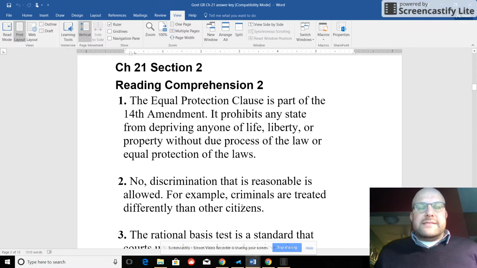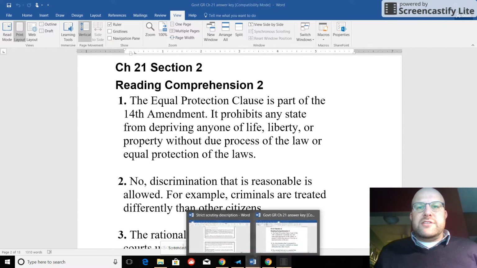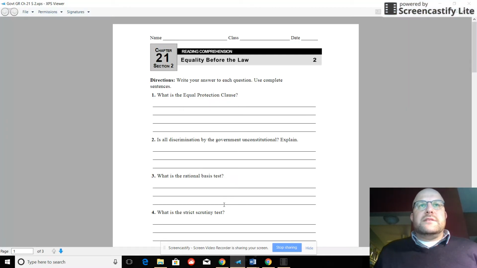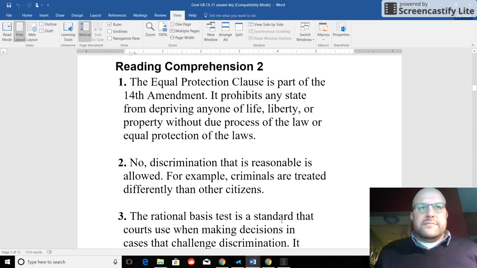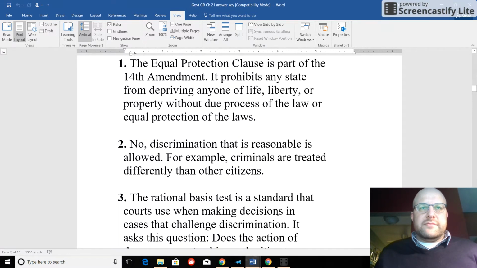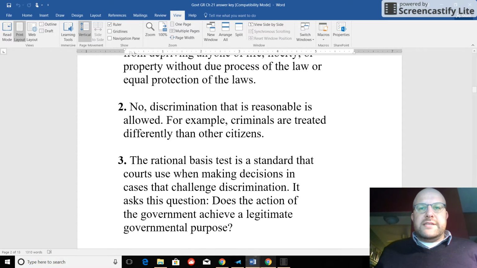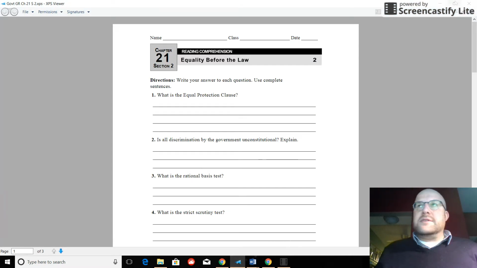But there are limits on discrimination. Discrimination that is reasonable is allowed. Is all discrimination by the government unconstitutional? No. Discrimination that is reasonable is allowed. For example, criminals are treated differently than other citizens. So there is some discrimination that's reasonable and allowed according to various Supreme Court decisions and judicial review. Next question: what is the rational basis test? What is the strict scrutiny test?